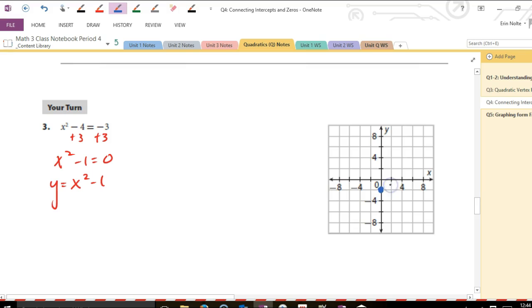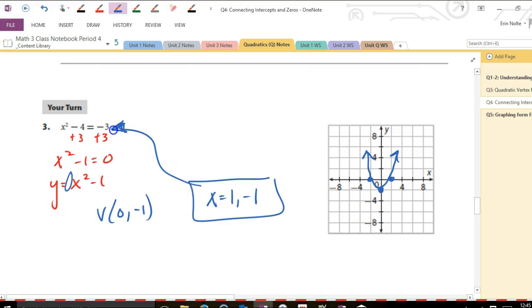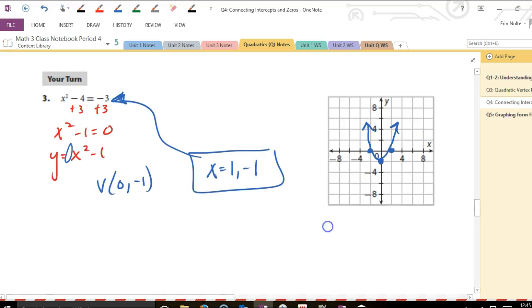So my vertex is at 0, negative 1. My slope is the value that's in front of my x squared. It's invisible this time, and the invisible value is 1. So I'm going to go up 1, over 1 in both directions and plot points. And there's my parabola. All I'm looking for is where this function crosses the x-axis, and I can say that it absolutely crosses at 1 and at negative 1. Those are the two solutions to my equation. That's all we did in this section. That should be enough for you to finish the Q4 worksheet.